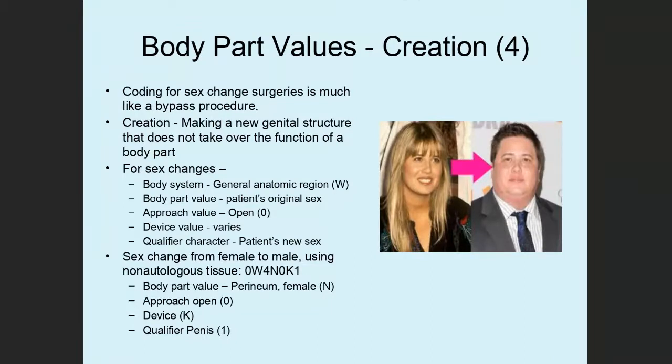The root operation creation also uses qualifiers to fully explain what happened. Creation is used in making a new genital structure that does not take over the function of a body part. This is a sex change. So for the sex change operations, you're going to go to general anatomical region. The body part value is the sex the patient was born with. The qualifier value is the new sex. So, for example, sex change from female to male using non-autologous tissue. We have from female to male, the tissue being created. So together, that gives you the information that you need.